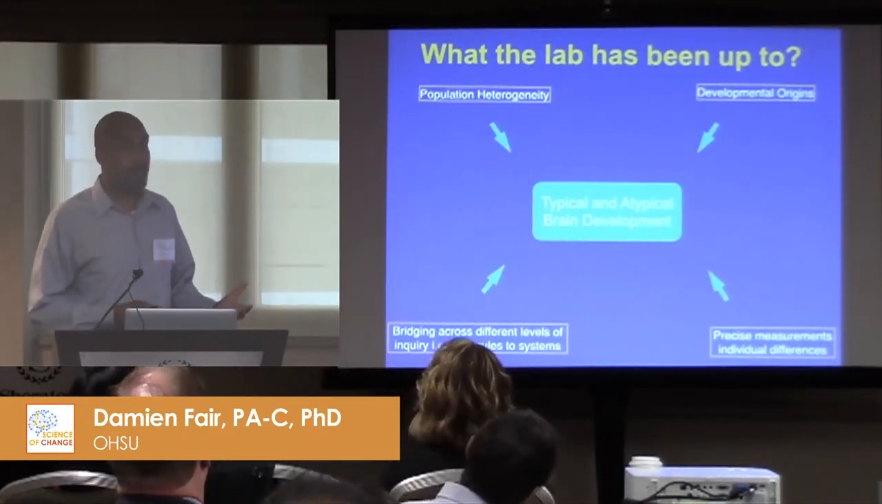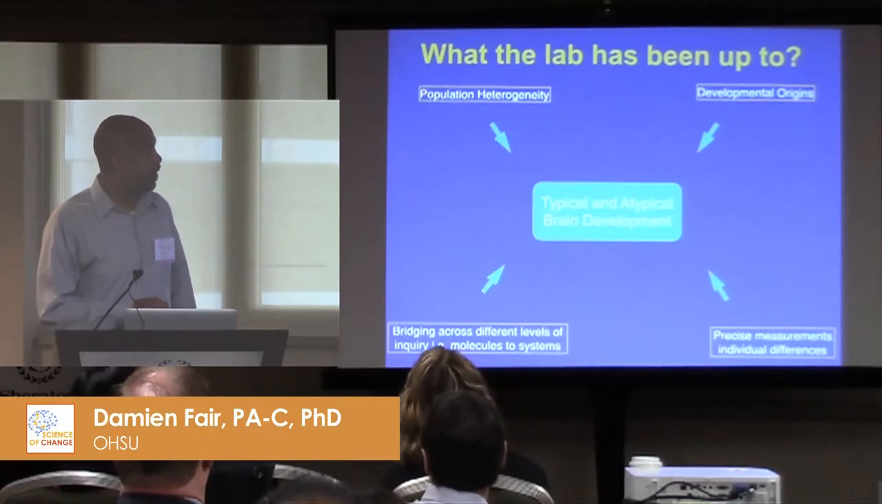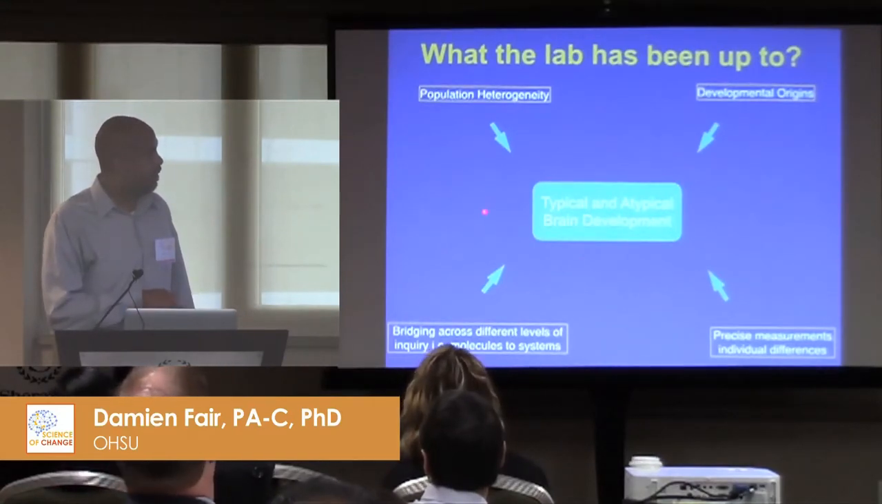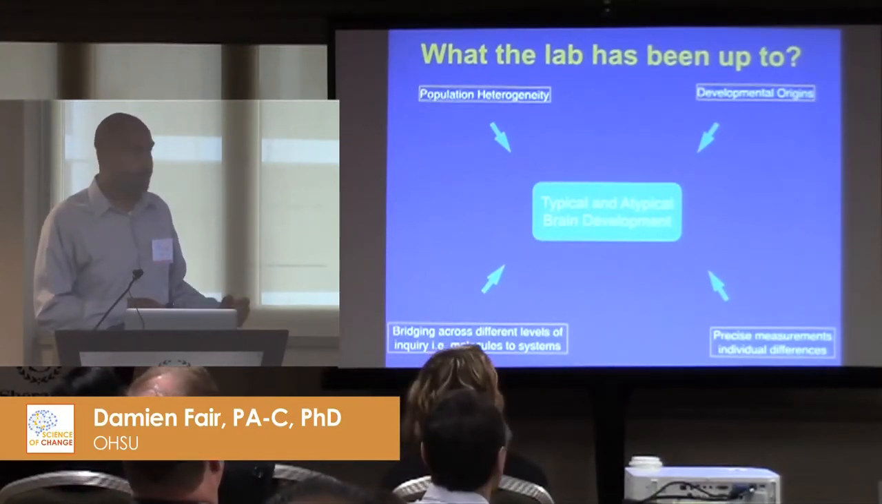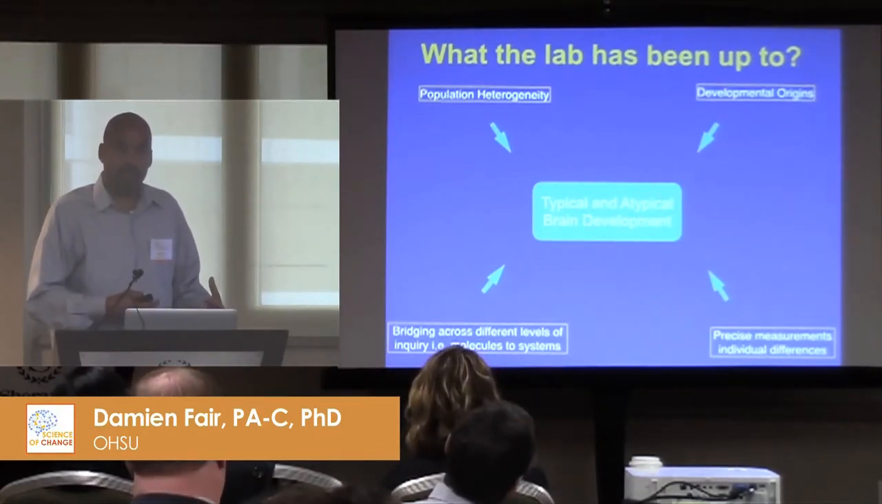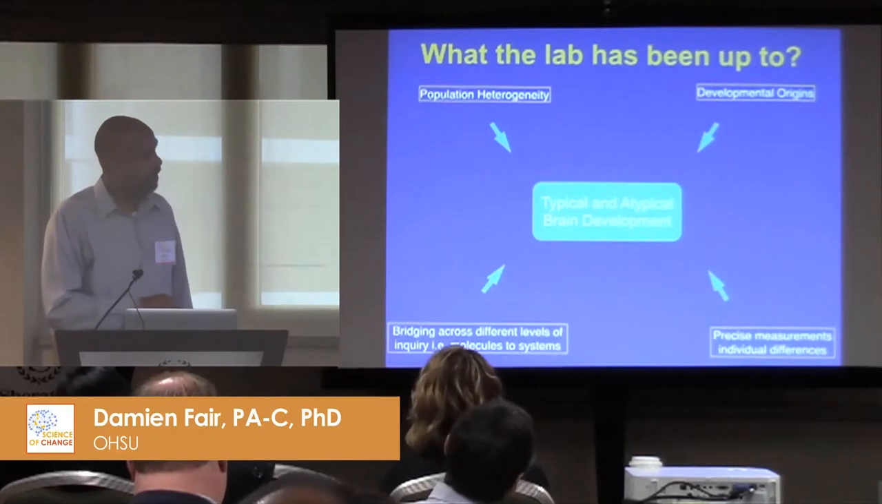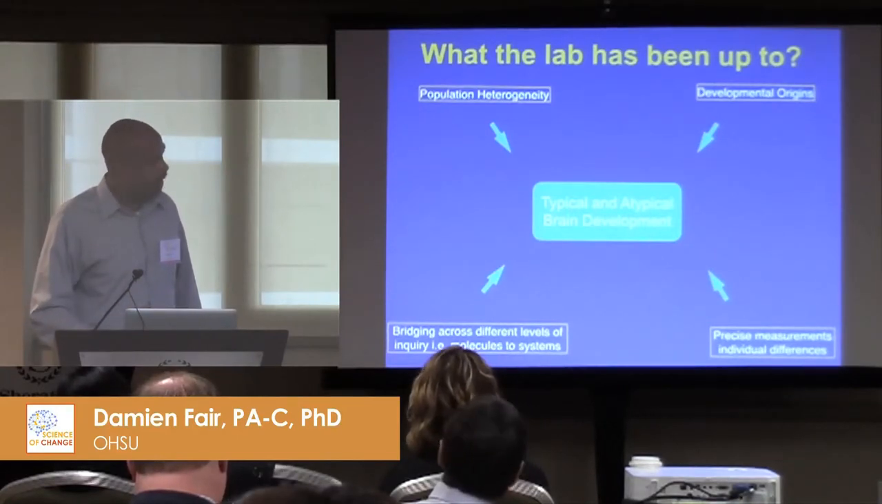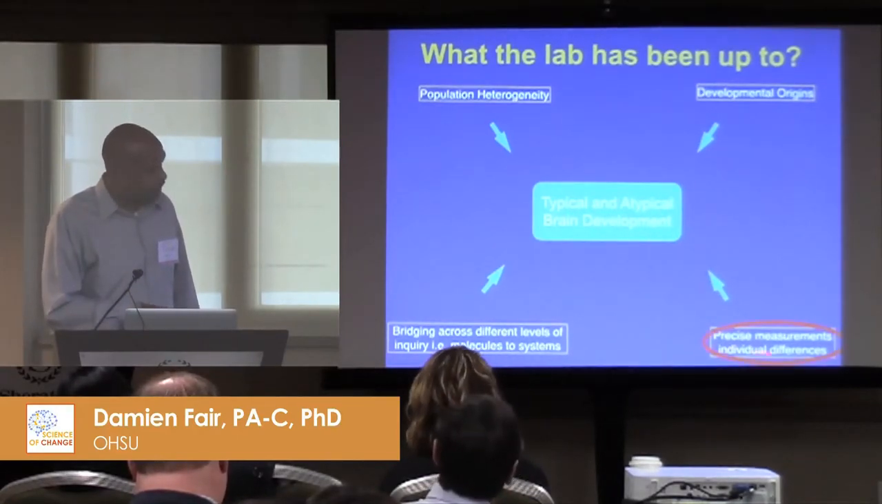So what has my lab been up to? We talked about this as essentially the outline. We study typical and atypical brain development, and we think that there are essentially these four pillars that really need to come together to be able to really understand what we're looking at. So we need to do a better job at getting more precise measurements.